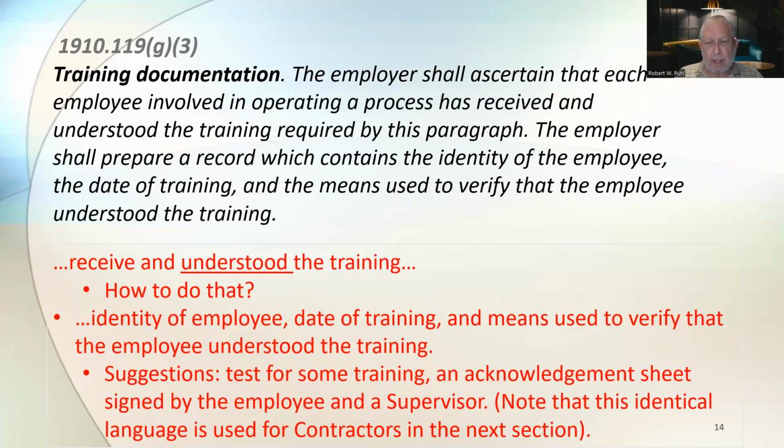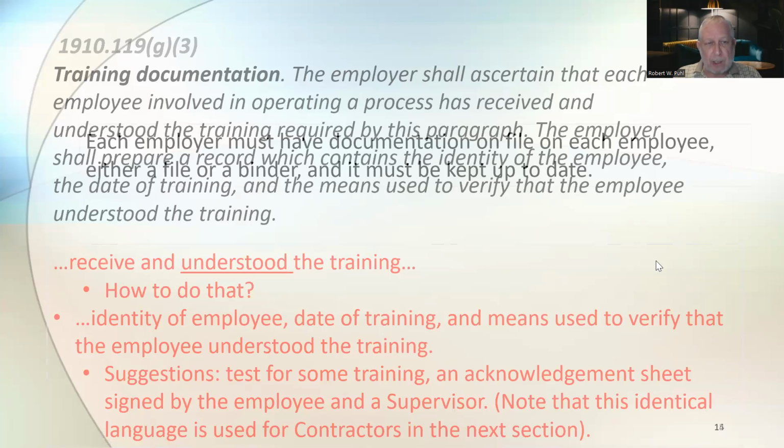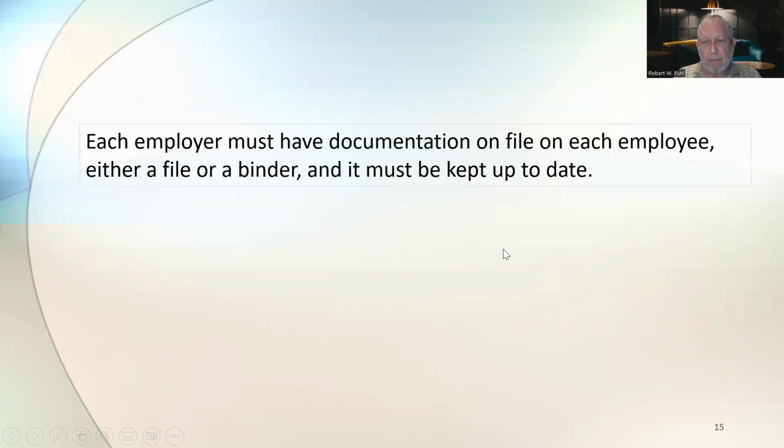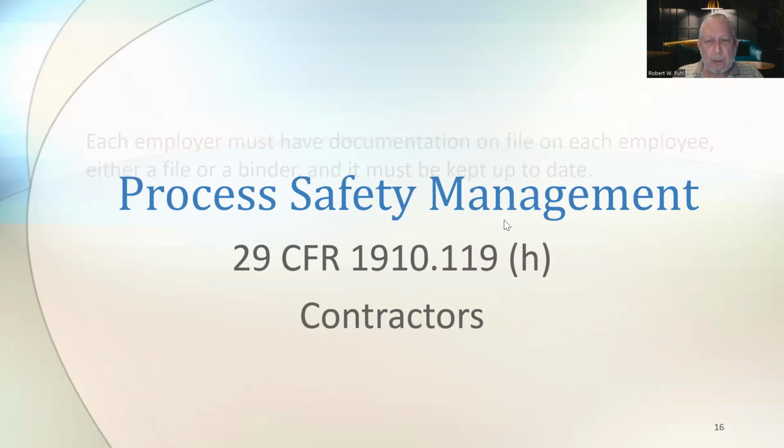Suggestions, okay: test for some training, an acknowledgement sheet signed by the employee and the supervisor. This identical language is used for contractors in the next section. Each employer must have documentation on file on each employee, either a file or a binder, and must be kept up to date. This is a lot of paperwork because this is a lot of stuff to do in here, but you got to do it, and it's worth it because the whole idea is to have your employees trained so you don't have problems.